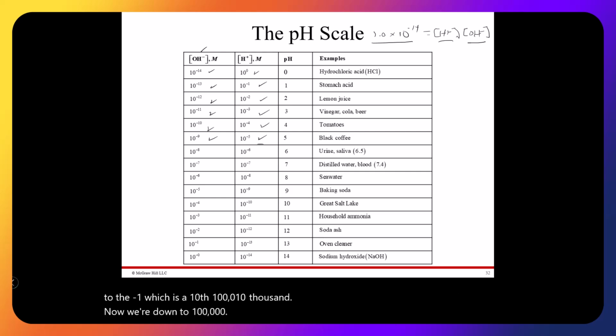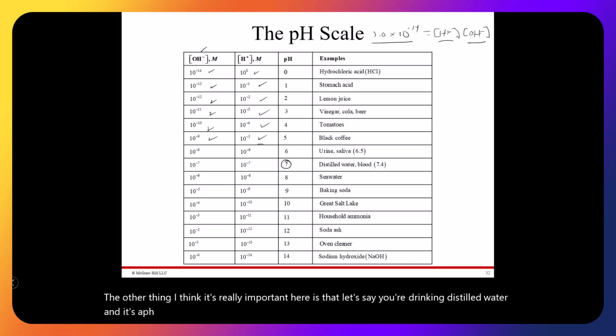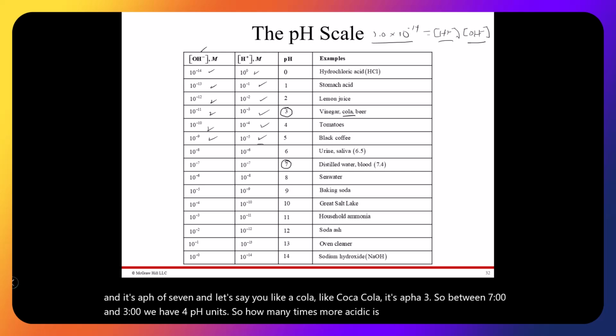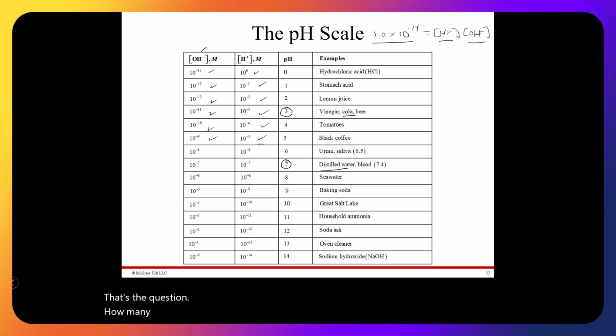The other thing I think is really important here is that, let's say you're drinking distilled water and it's a pH of 7, and let's say you like cola, like Coca-Cola, and it's a pH of 3. So between 7 and 3, we have 4 pH units. So how many times more acidic is cola than distilled water? That's the question.